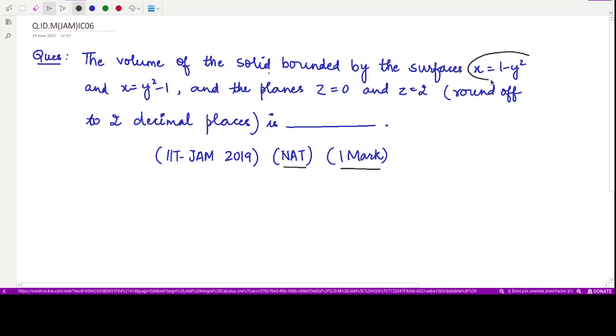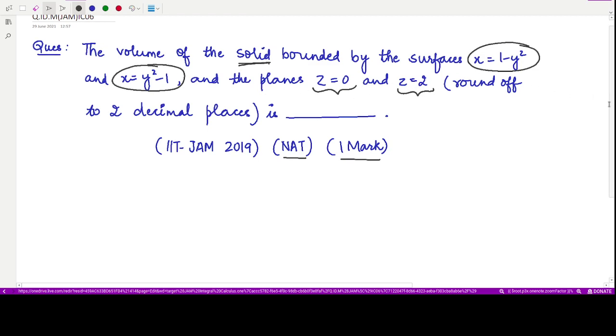Now this is one surface that is given to you. This is another surface, and by surface we are talking about three-dimensional space. So we have these two surfaces and two planes, z is equal to 0 and z is equal to 2. So we are to calculate the volume of the solid which is bounded by these four surfaces.